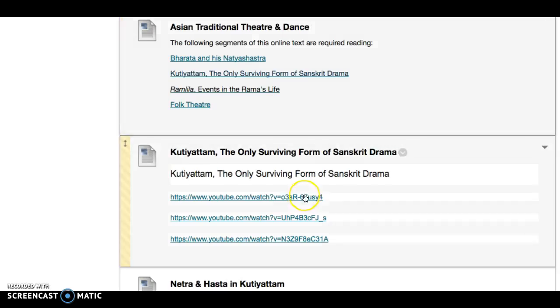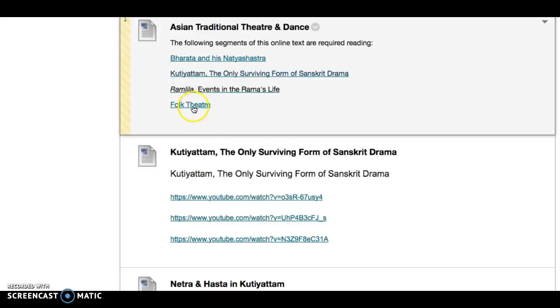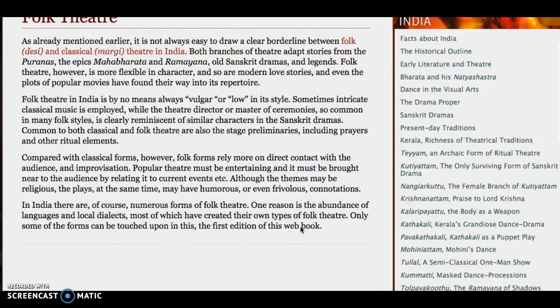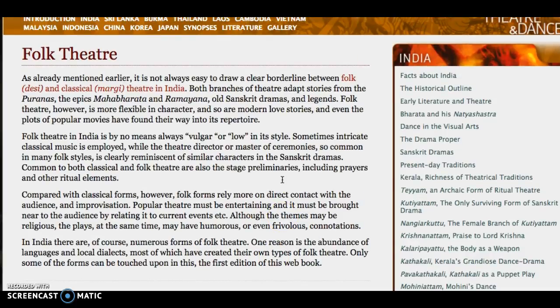The last thing that we'll read about in the Asian traditional theater and dance text about Indian theater is folk theater. It's a rather short segment, but it's significant because if you talk to the average or educated Indians that you probably would encounter in the United States, many of them will talk about folk theater and their encounters with folk theater in India. Folk theater is very accessible to people who speak any one of the number of languages in India. They do adapt stories from the epics, like many of the other things that we've looked at.